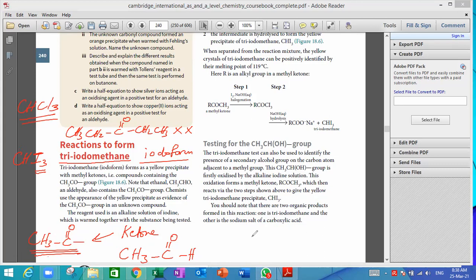Or else sometimes we have a secondary alcohol. Also, it will give a positive test with the iodoform test, because at the beginning the secondary alcohol is going to be oxidized to a ketone, and then the ketone would give the positive result with the iodoform test.